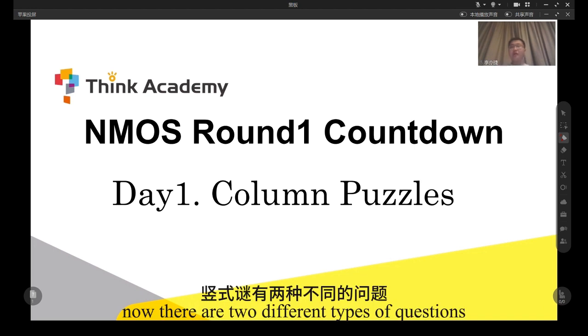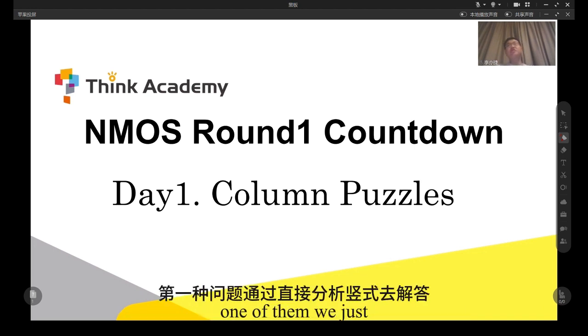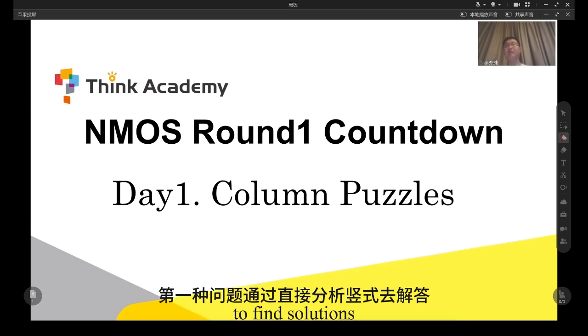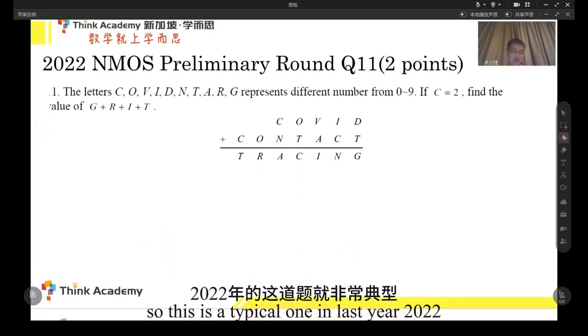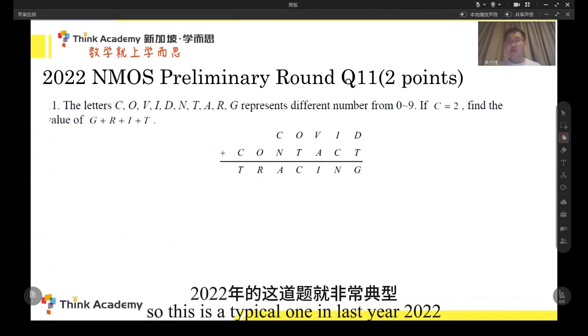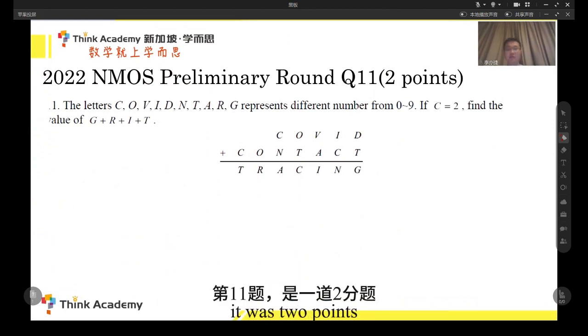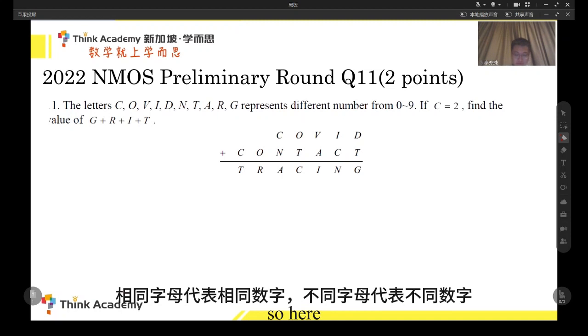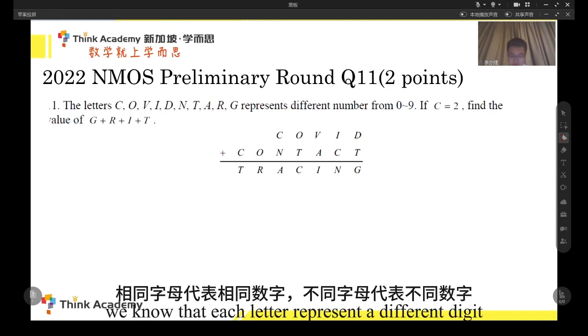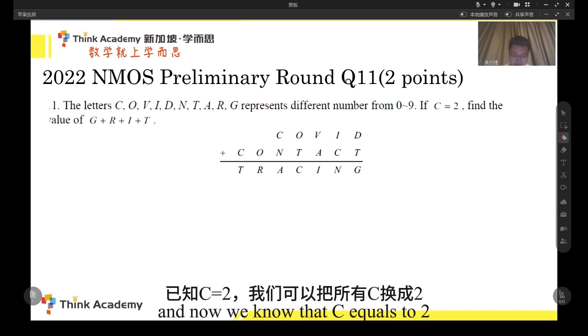Now, there are two different types of questions. One of them, we just use the column itself to do some analysis and to find the solutions. This is a typical one from last year, 2022, question 11. It was 2 points. Here we know that each letter represents a different digit, a different number. And now we know that C equals 2.